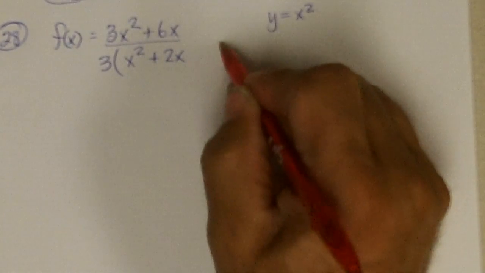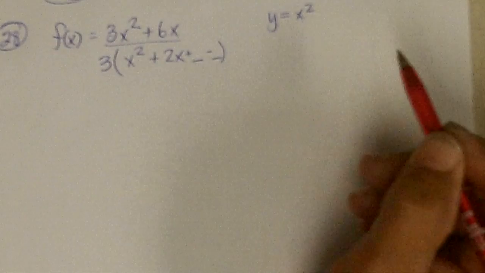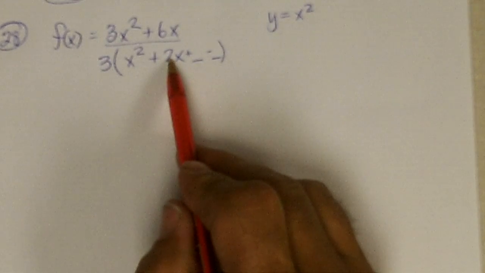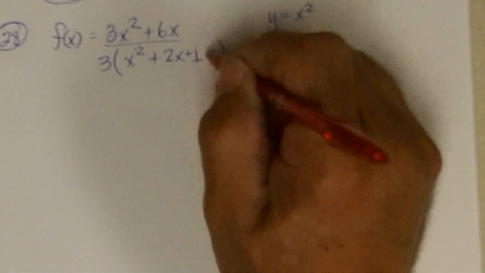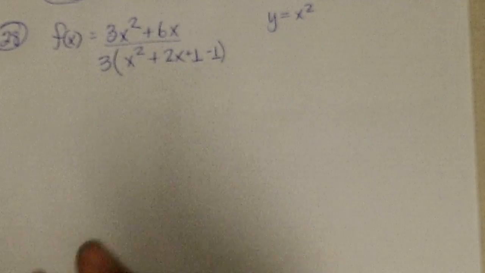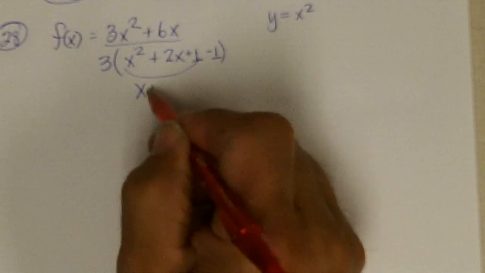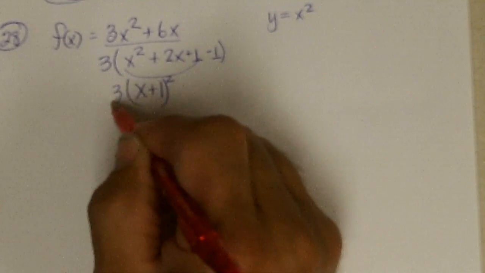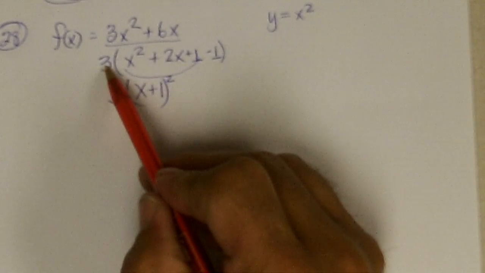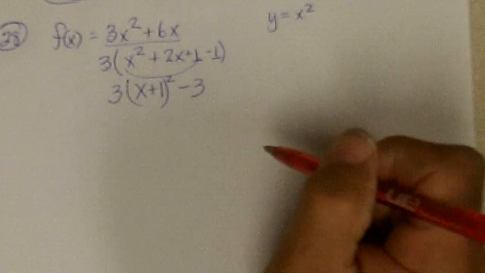There's no constant, so I can just leave that outside, and then I have to add something and subtract something. Well, half of 2, because I always do half of b, which is 1, and square it, and that's what I'm going to add and subtract. So now this part is a perfect square. That's x plus 1, half of b, squared, with a 3 on it. And then the 3 outside would be times that minus 1, so that'd be minus 3.